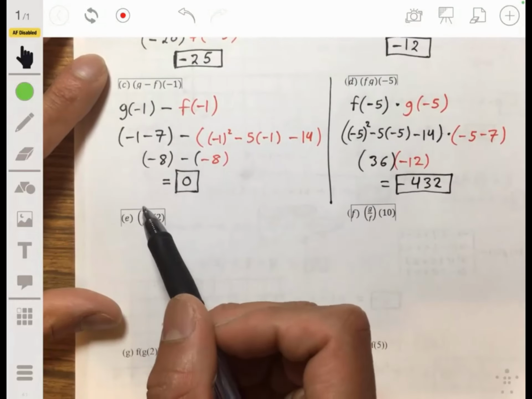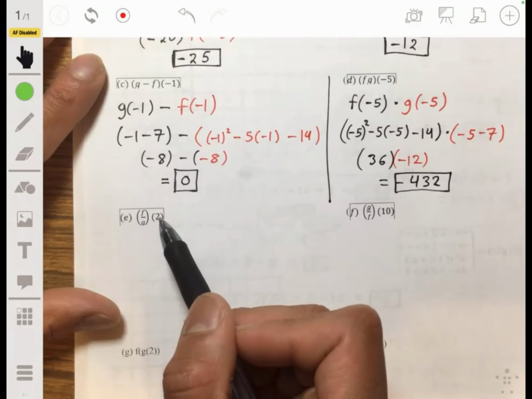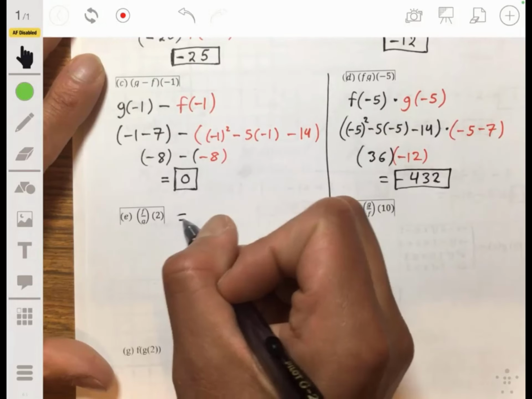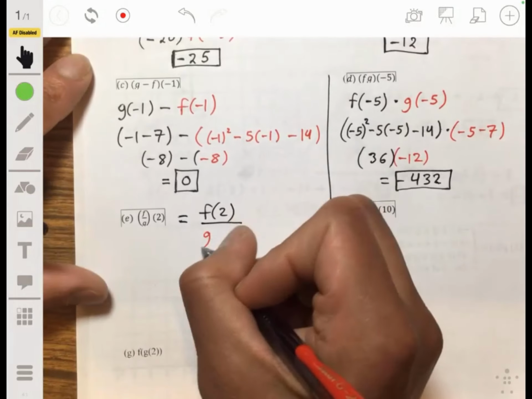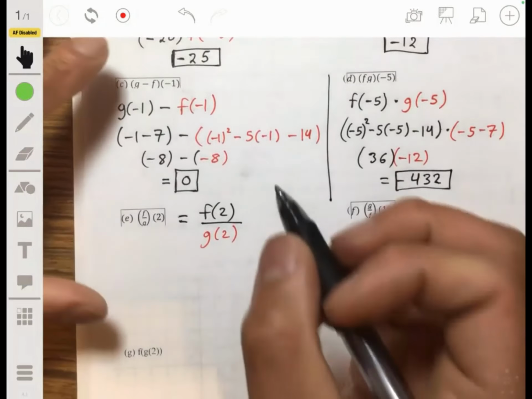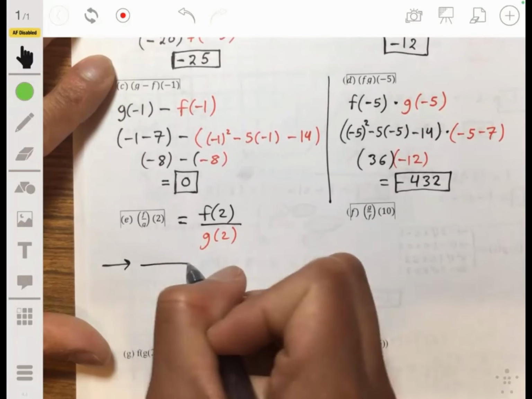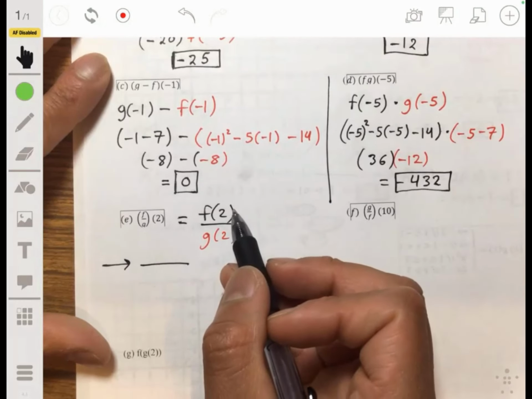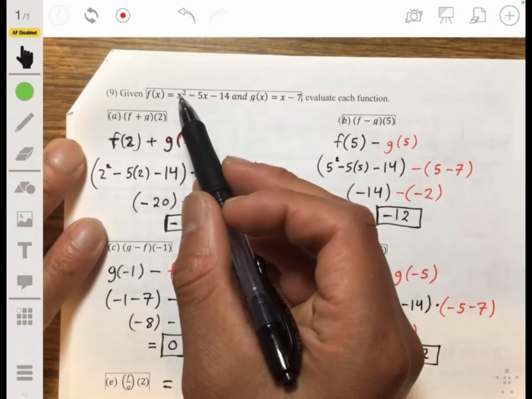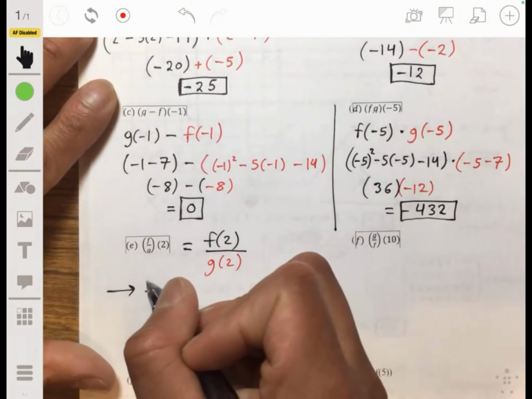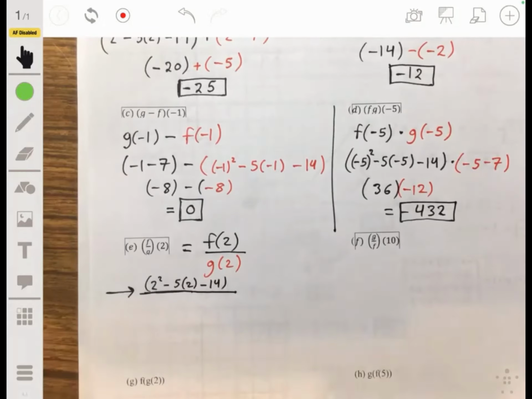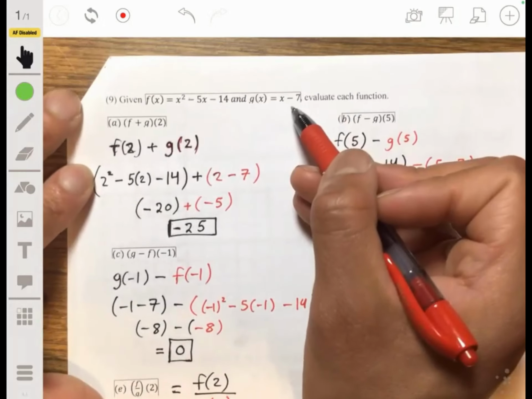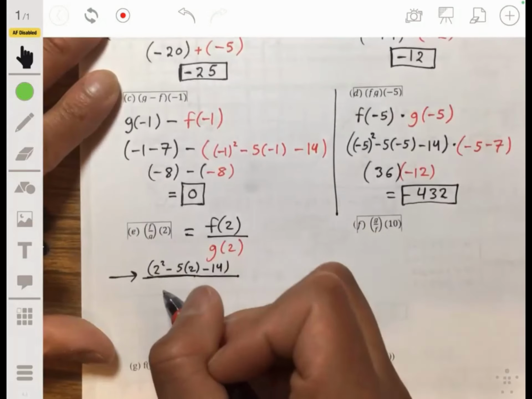All right, next we have f over g of 2. So you probably get the idea now. We're going to have f of 2 divided by g of 2. So f of 2, plug in 2 into f of x. So we'll get 2 squared minus 5 times 2 minus 14. Then plug in 2 into g of x. So we get 2 minus 7.